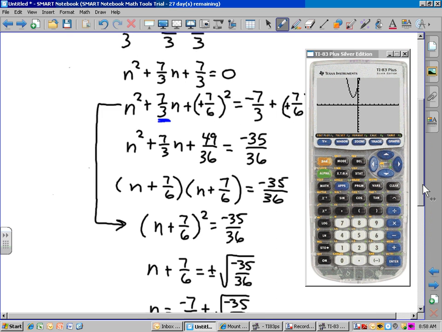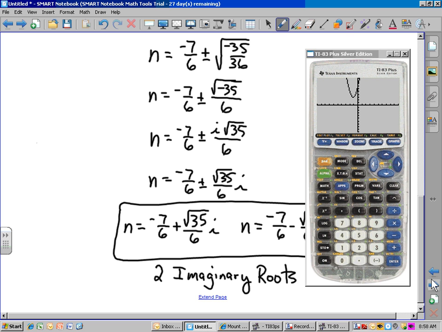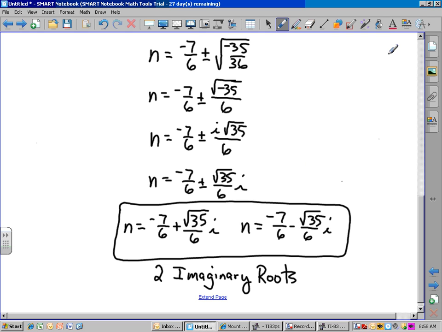There are two imaginary roots. Okay? No real ones. So in order to figure this out, we must use algebra. The calculator will not help us here. So that's completing the square.